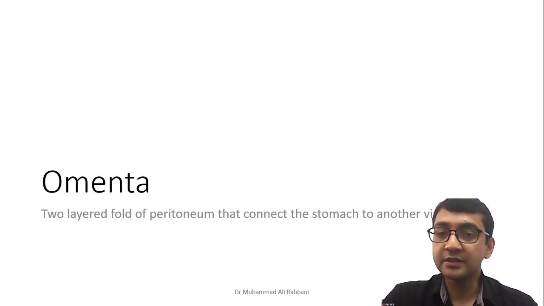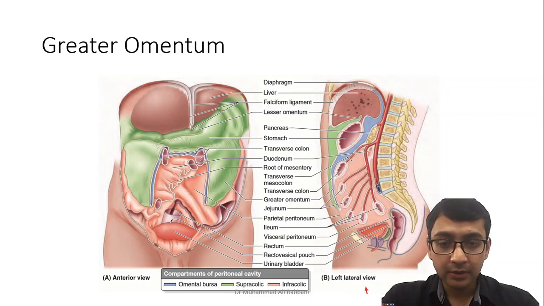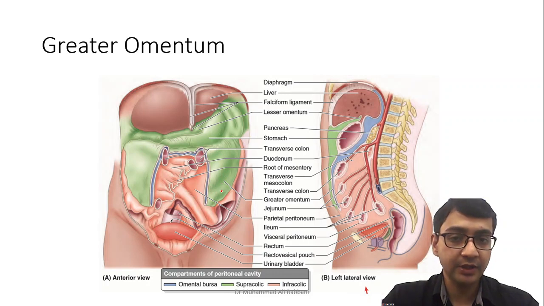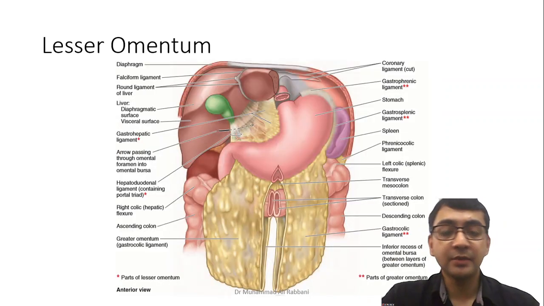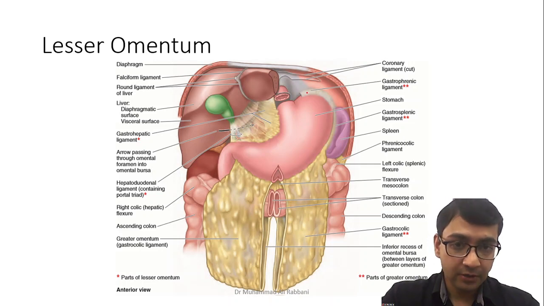I think we have discussed it in detail by now. So we talked about the greater omentum. The greater omentum was covering the greater curvature of the stomach. It extended in an apron-like pattern in front of the small intestine. This greater omentum can be divided into different parts depending upon its attachments. So the greater omentum extends all the way from here to here. This all is greater omentum.